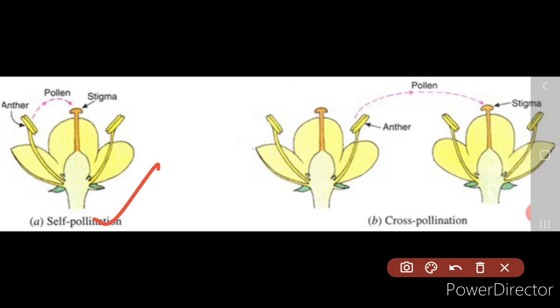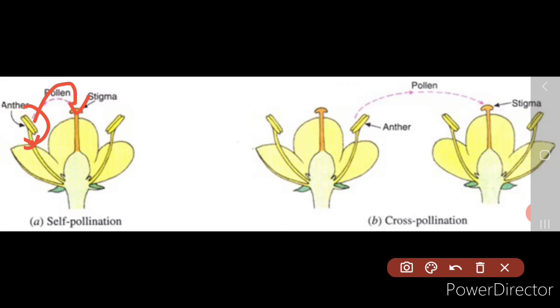Self-pollination is called autogamy. Now what is autogamy? Autogamy is the transfer of the pollen grains from the anther to the stigma of the same flower. It takes place within one flower. So it is called self-pollination, right? So here you can see that it consists of an anther, isn't it? So from this anther, the pollen grain is transferred to the stigma of the same flower. So it is called self-pollination. For example, you can say hibiscus, right? The hibiscus that we normally see around our surroundings.